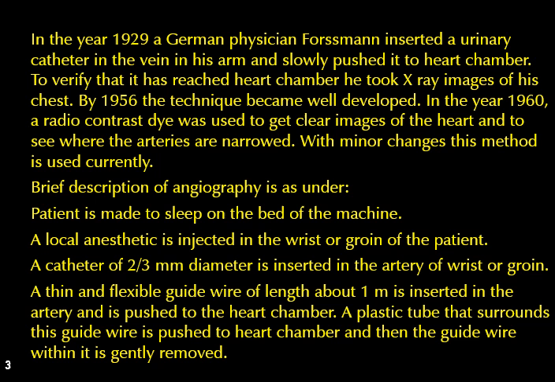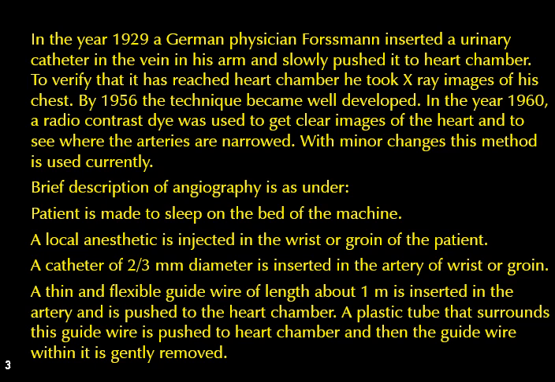In the year 1929, a German physician, Forssmann, inserted a urinary catheter in the vein in his arm and slowly pushed it to the heart chamber. To verify that it had reached the heart chamber, he took X-ray images of his chest. By 1956, the technique became well developed. In the year 1960, a radio contrast dye was used to get clear images of the heart and to see whether the arteries are narrowed. With minor changes, this method is used currently.